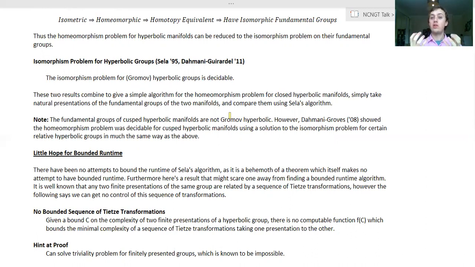If you're given two presentations and you have a bound on their complexity, and if you could bound the complexity of a sequence of Tietze transformations from one to the other, then here's the algorithm. You just do all sequences of that bounded length from the first presentation. You check what you get at the end, and if your destination presentation is amongst those, then they must be isomorphic. If it's not, then they must not be. Very simple. It's simply bounding the combinatorial distance between simple presentations of the same group.